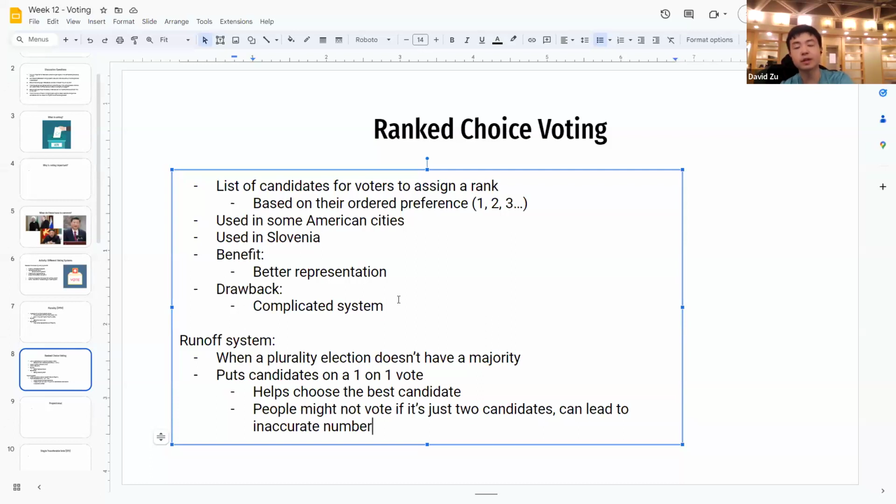However, I think the criticism that you mentioned is good, because people might not vote if it's just two candidates. Again, for the same reason we talked about earlier with plurality voting, maybe neither of those candidates really appeals to you, so you just don't vote at all. And that might lead to an inaccurate number of people who truly believe that this is the best candidate for us. So that's a drawback.